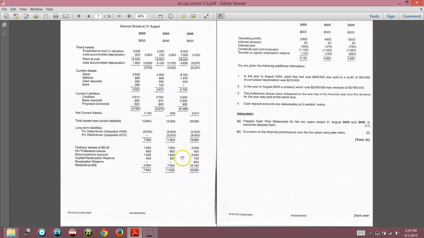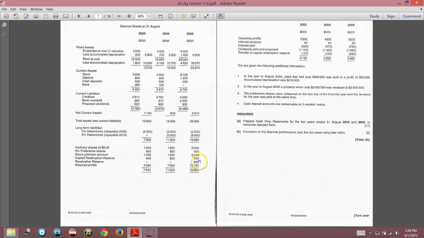Okay, then some of you may think, how about capital redemption reserve, revaluation reserve? Is this money coming in? No, it doesn't. There is no cash flow here. This is just from the retained profit, we transfer to capital redemption reserve. And revaluation reserve also, because the property was revalued upwards, so the increase we will add to the property value, so we will debit the property value and credit the revaluation reserve and put it in here.